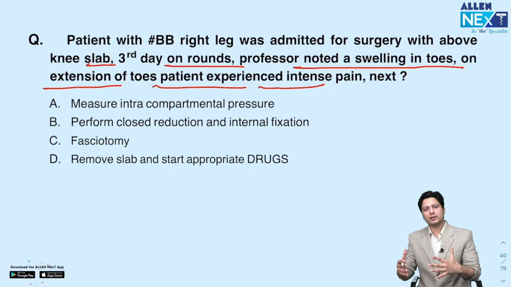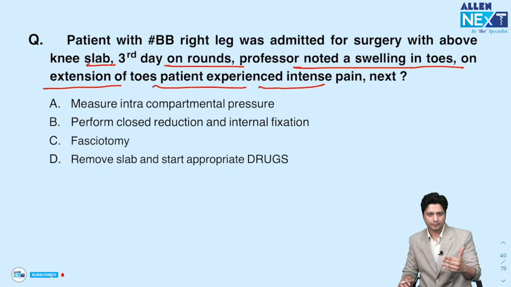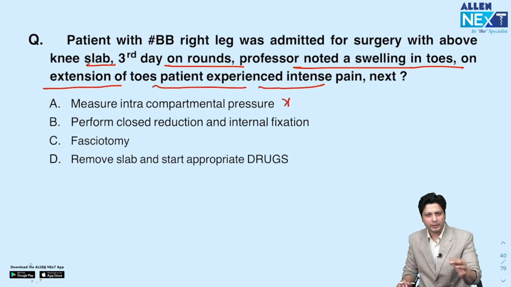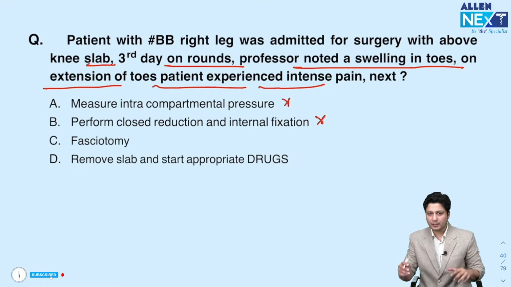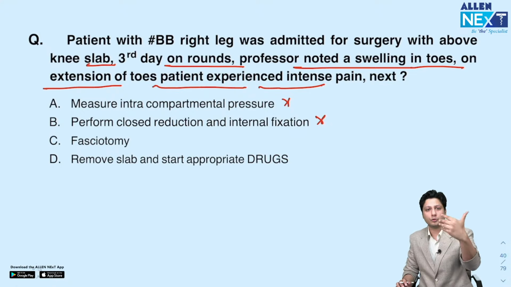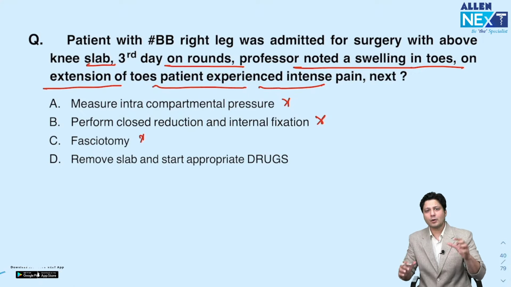So this is the question on the basis of which you can say that the patient might be landing up in compartment syndrome. Now what next will you do? Will you waste time in measuring the intracompartmental pressure? Obviously not, because this is the time to take action, and that action would be based upon the management protocol. Perform closed reduction internal fixation? No, because limb salvage has to be done. Fracture reduction could be delayed. Fasciotomy, obviously, you see, you are not aware.